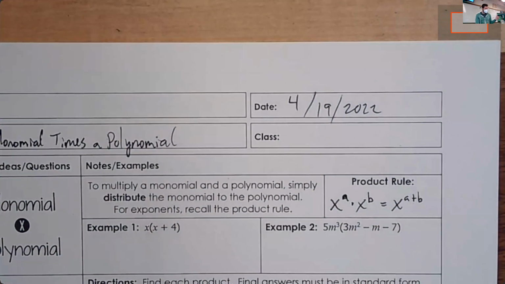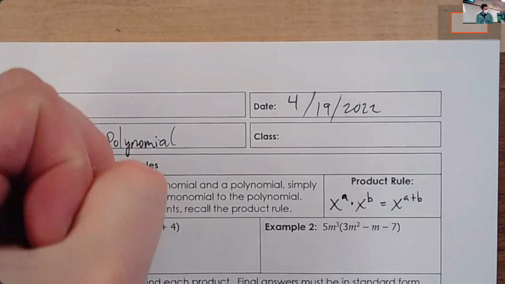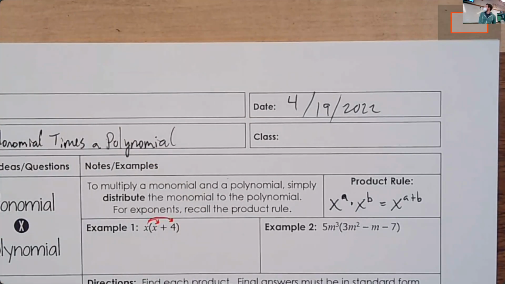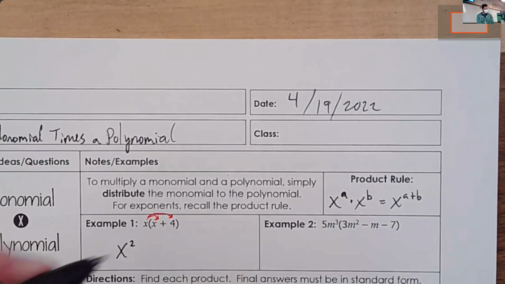So example 1 says x times x plus 4. So we have a monomial here times a binomial here. And so we're going to take the thing on the outside and use the distributive property to multiply it by both terms on the inside of the parentheses. So x times x, we would use the product rule on this one because we have an x to the first power times an x to the first power, which would give us x to the second power. Add the exponents together. And then 4 times x would be 4x. And that's the answer, x squared plus 4x.